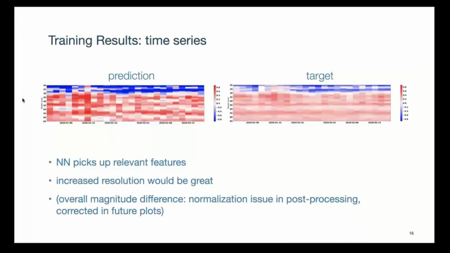So now you can also look at the time series. First I want to apologize for the colors. They are very similar. It's just that on the left-hand side, in the post-processing, I screwed up the normalization. But believe me, they are similar.